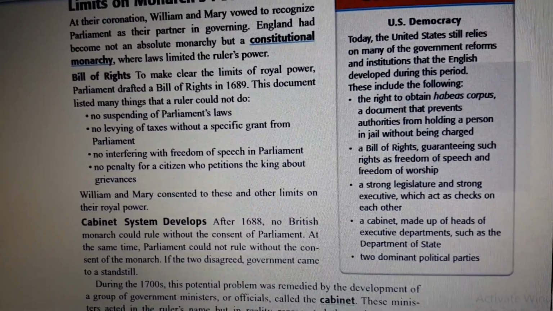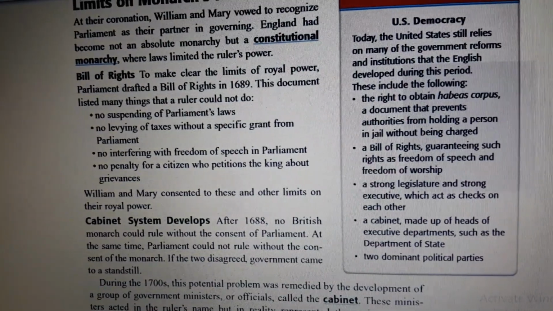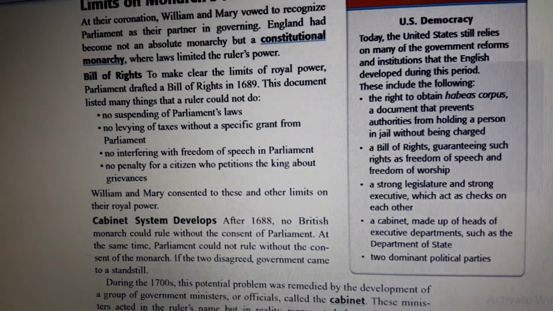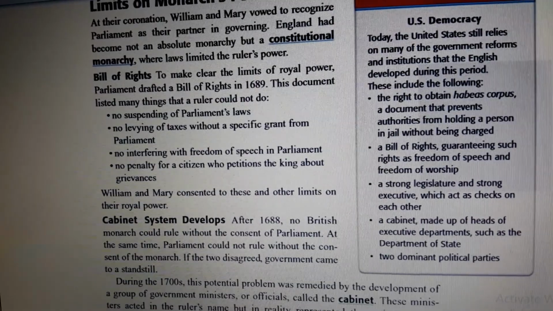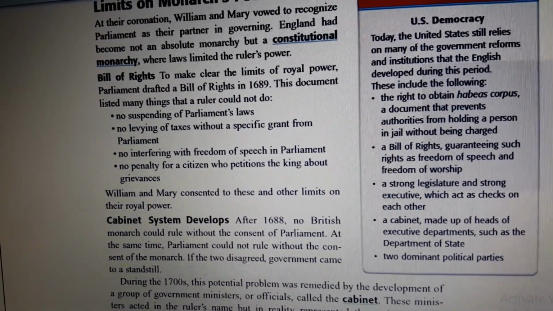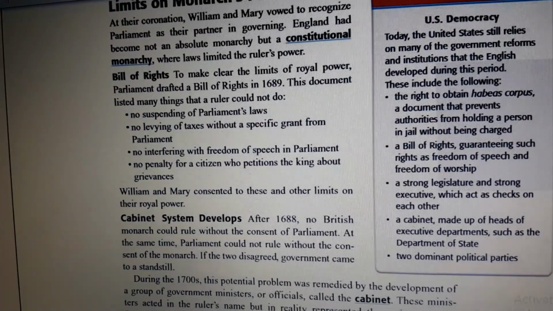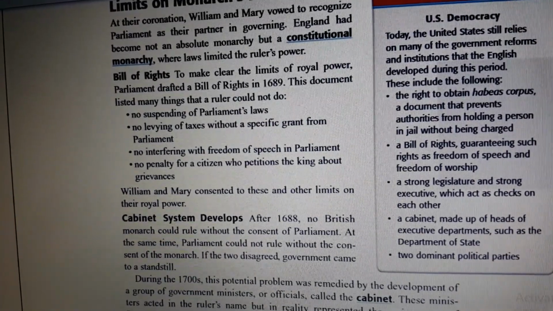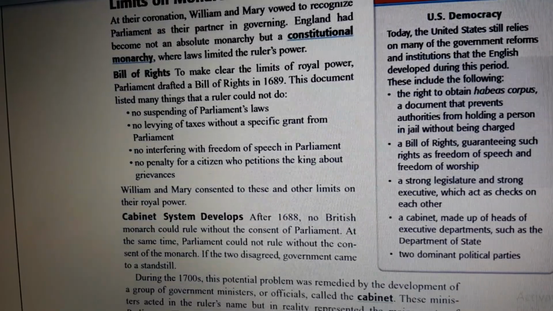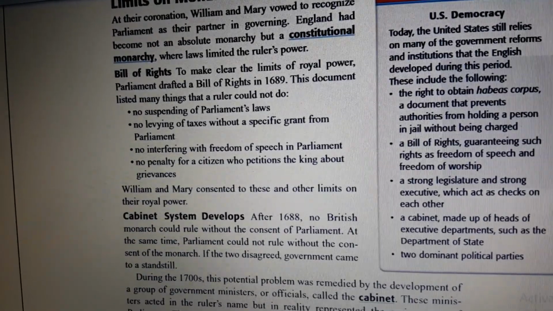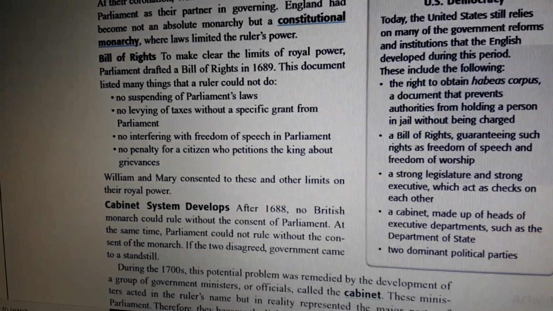2, a Bill of Rights guaranteeing such rights as freedom of speech and freedom of worship. 3, a strong legislature and a strong executive which act as checks on each other. 4, a cabinet made up of heads of executive departments such as the Department of State. And 5, two dominant political parties.